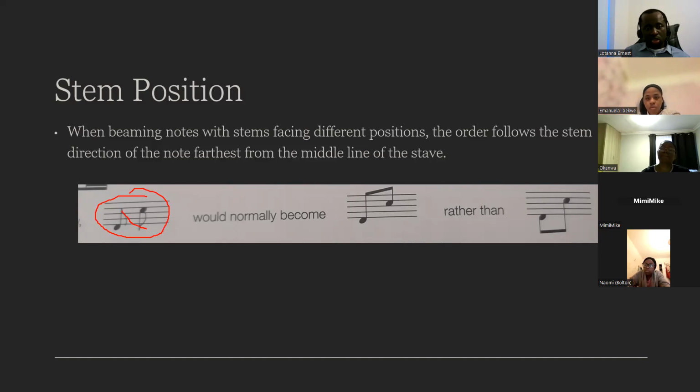Now, how do you know whether the stems should go up or whether the stems should go down? The question you will ask yourself is, which of these 2 notes is farther from the middle line? The first or the second one? The second. Farthest from the middle line. Is the second note farthest from the middle line, the third line on the stave? Which note is more far? Oh, yeah, the first one.